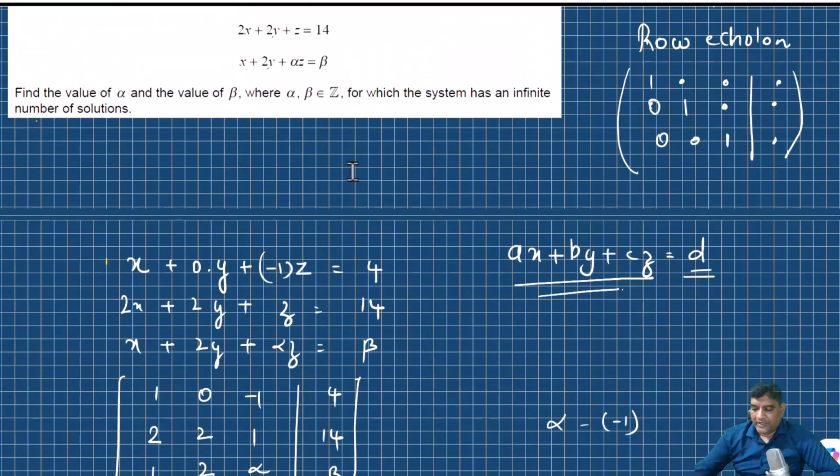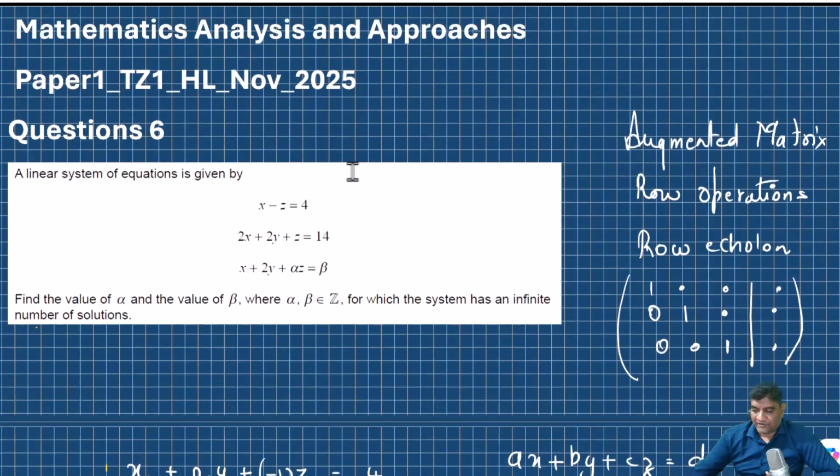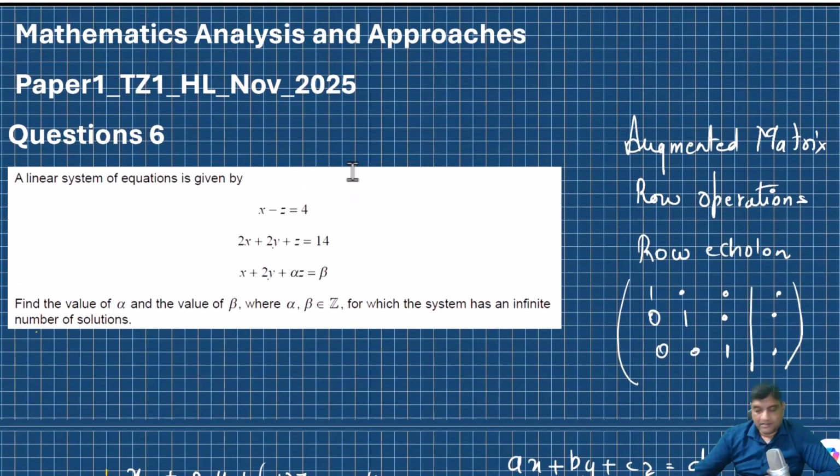If you're okay with row-echelon form and that's all you want to know, you can stop right this moment. However, I would invite you to continue further to understand how to solve this using planes.